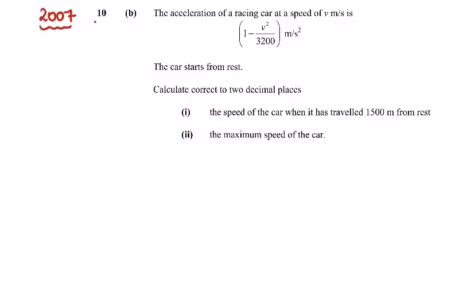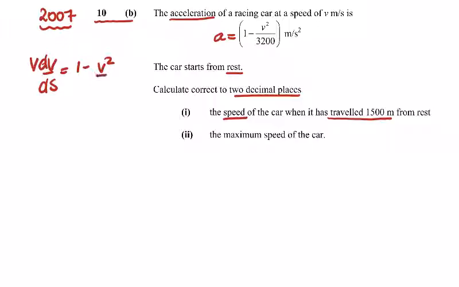We have 2007 question 10. Acceleration is given here. Acceleration is equal to this. Car starts from rest and calculate, corrected to 2 decimals, the speed when it has traveled 1500 meters. So v dv/ds is the acceleration we're going to start with here. This is equal to 1 minus v squared over 3200.